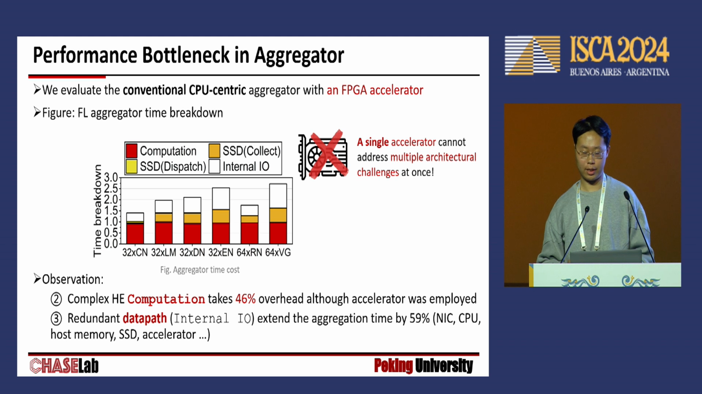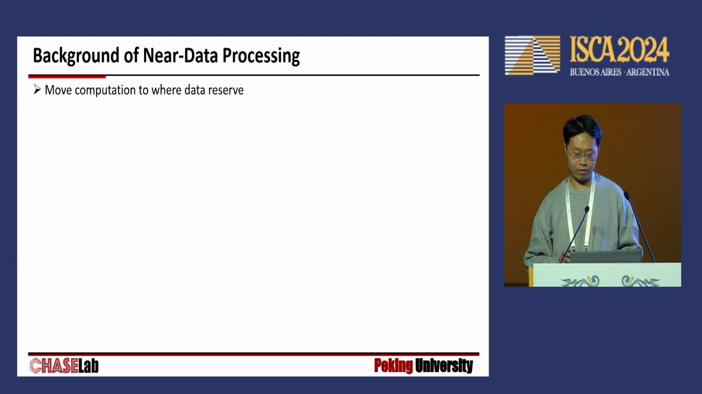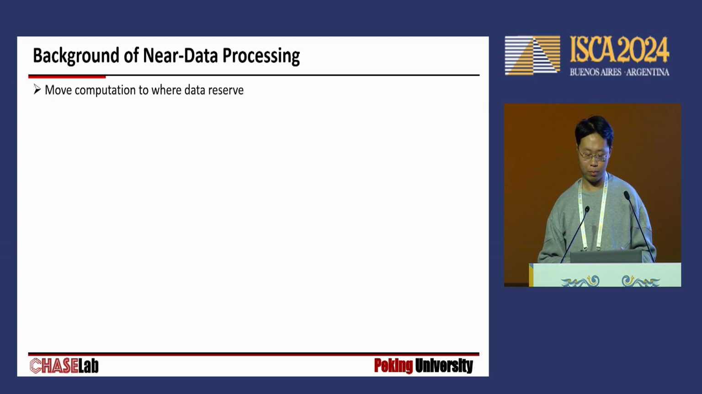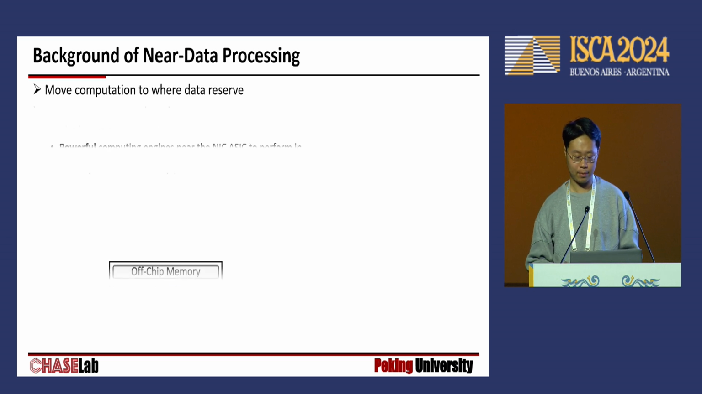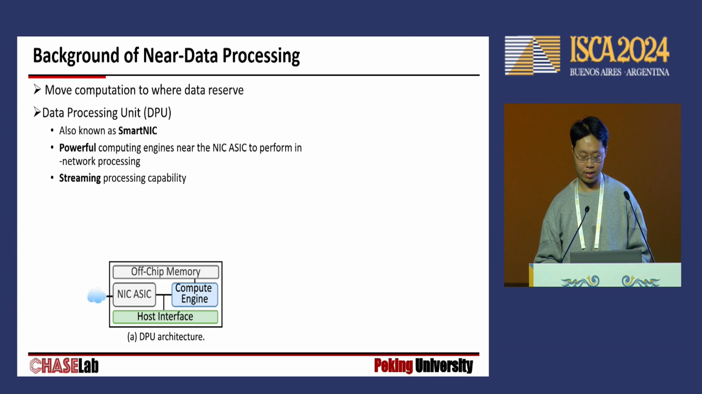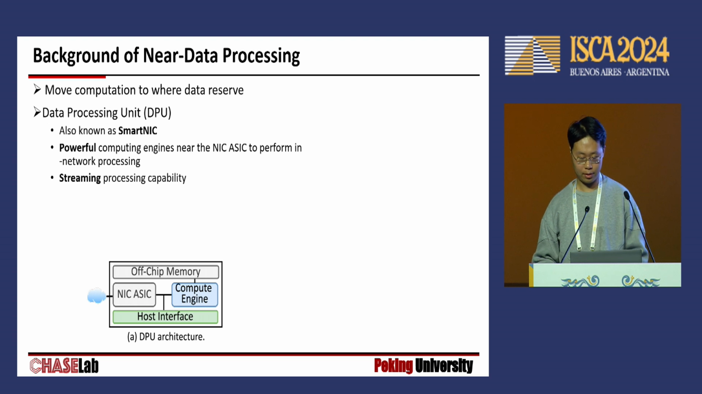So what about near data processing? Let's talk about some background of near data processing, or NDP. Compared with the traditional architecture, NDP moves computation to where data resides instead of fetching data to the computing unit. There are many kinds of NDP devices, and one of the representatives is the data processing unit, or DPU, which is also known as the SmartNIC.